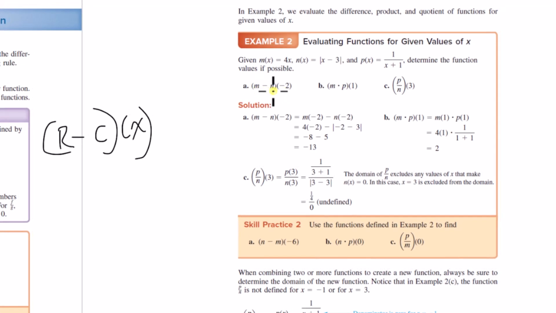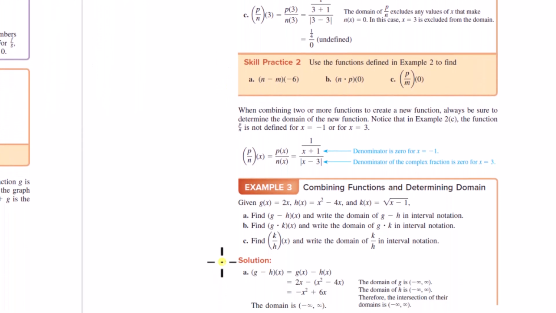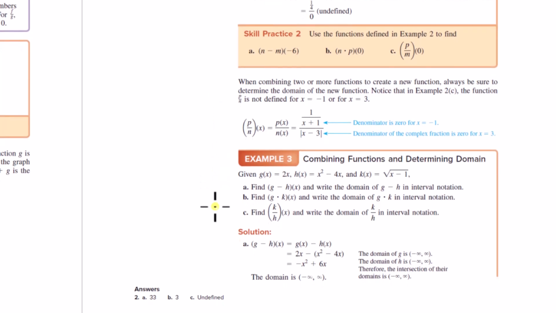Okay, here they give three different functions, and they do some algebra. So m minus n of minus 2, m times p of 1, right? They give m, n, and p, three different functions. We're going to work a bunch of example problems like this, but it's really easy. Okay, combining functions and determining the domain. We just talked about this concept. We'll work example problems in the next video, but it's very straightforward.